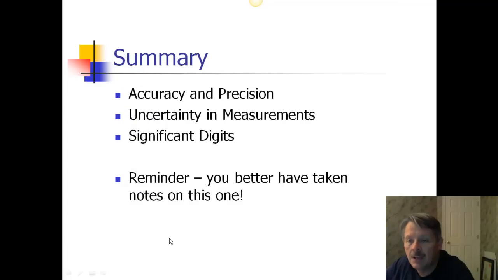All right. So in summary, we have accuracy and precision. Accuracy says you got the right answer, which you expected to get. Precision says they're grouped closely together. You should understand why we have uncertainty in measurements and when you're estimating that last digit. And you need to understand significant digits. You better have taken notes, okay, because you're going to see sig figs for the rest of the year.